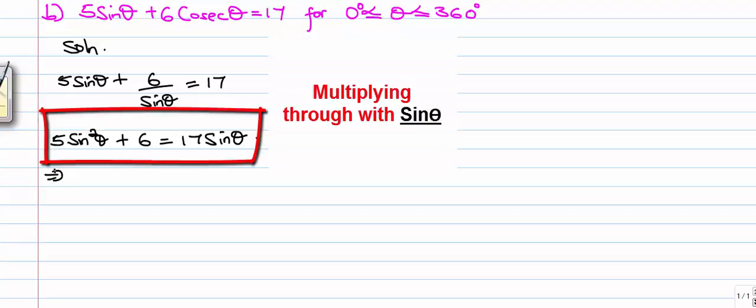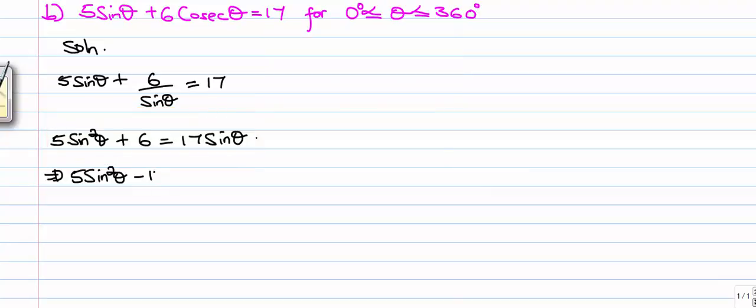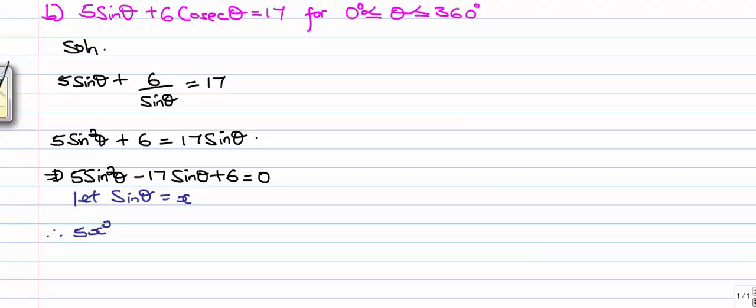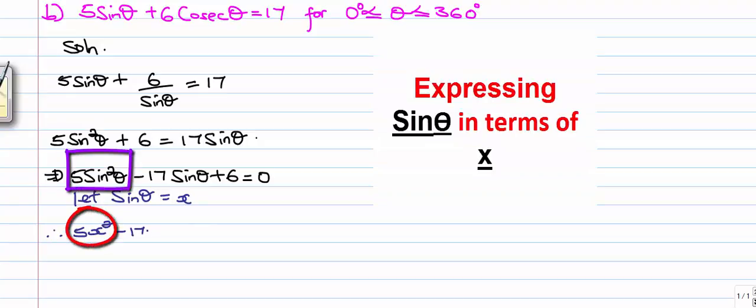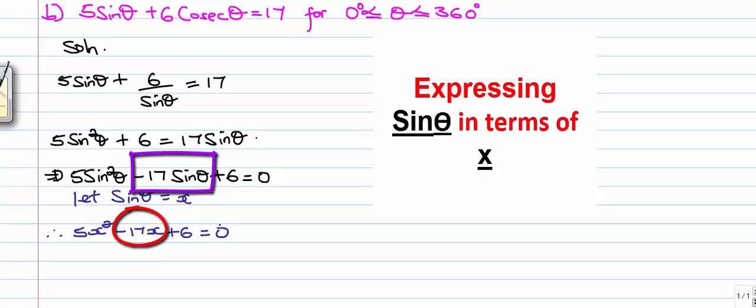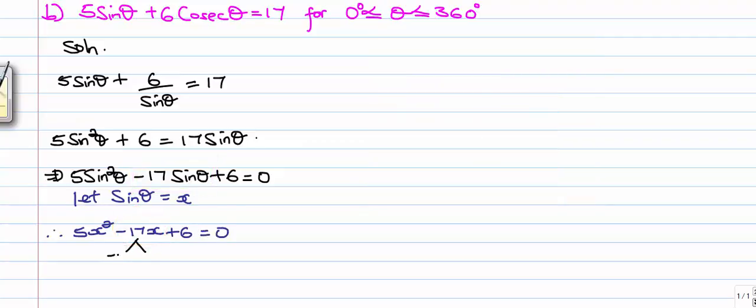Once we cross multiply through by sine theta, you obtain 5 sine squared theta plus 6 equal to 17 sine theta. So we shall obtain a quadratic equation in terms of sine theta. That is just rearranging. If you can solve the quadratic equation in terms of sine theta, it's okay, but if it's too big, then you break it down by replacing sine theta with x. So we shall have 5x squared minus 17x plus 6 is equal to 0, a quadratic equation in terms of x.